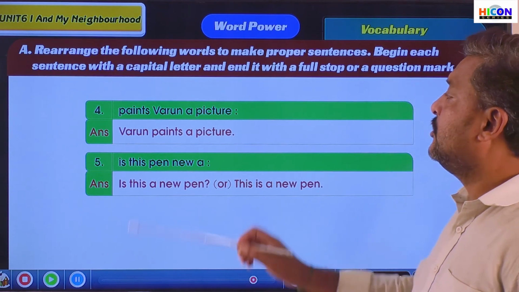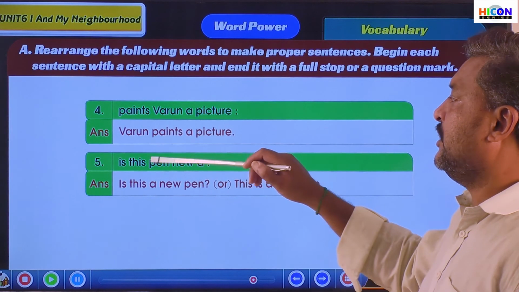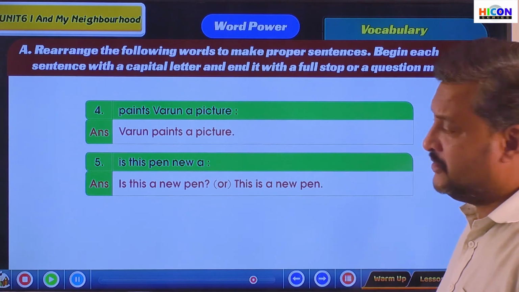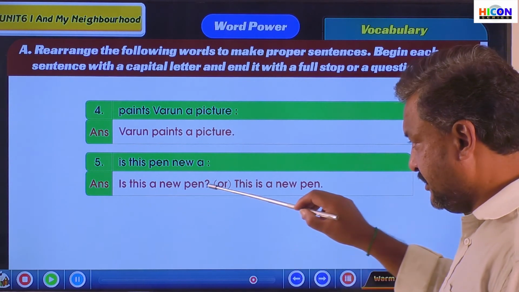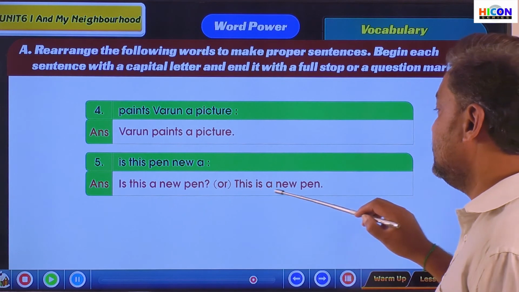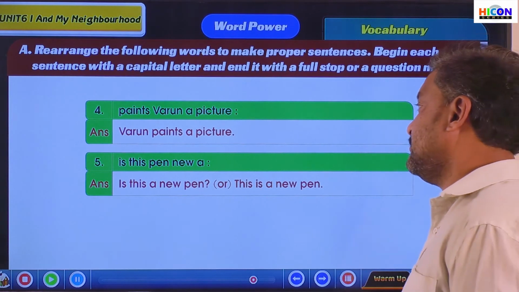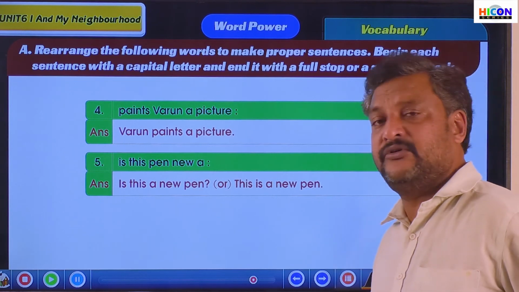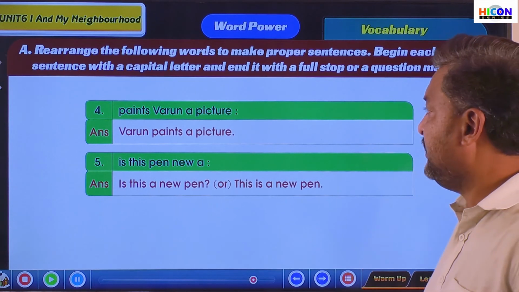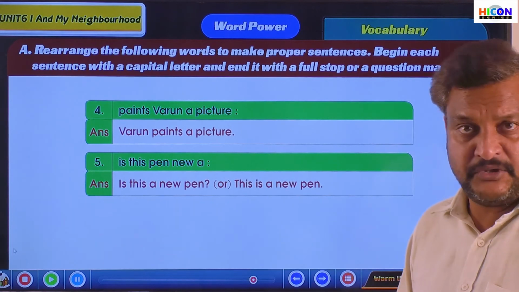Okay. So, paints Varun a picture. Varun paints a picture, full stop. Then, is this pen new? Is this a new pen? Question mark. This is a new pen, full stop. Right. So, I will keep the screen in front of you for another minute so that you can read these two sentences also, okay?